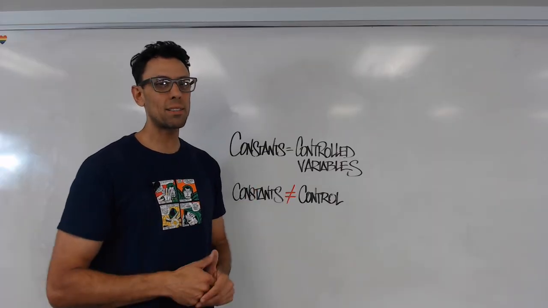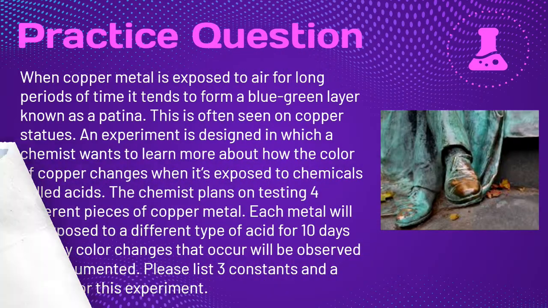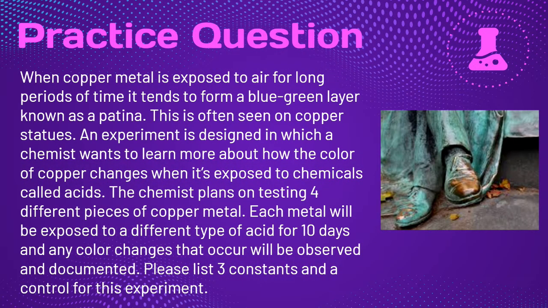All right, let's practice and see if you got anything out of this video. So let's read through this practice question together and then give you some time to come up with an answer and test your experimental design skills. We know that when copper is exposed to air for long periods of time, it forms this blue-green color on the outside, and we call that a patina. It's often seen on copper statues like the one to the right.